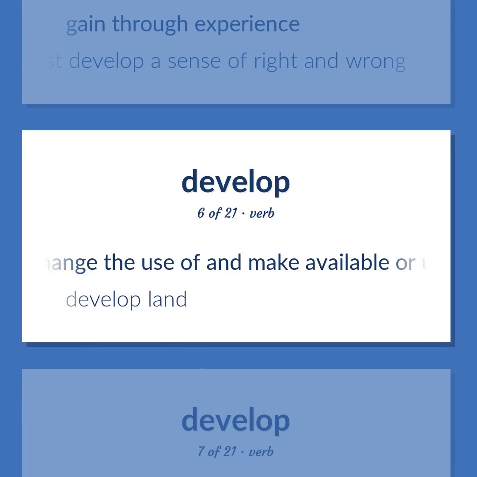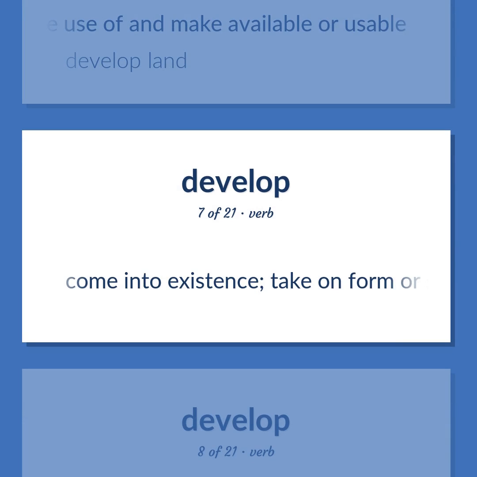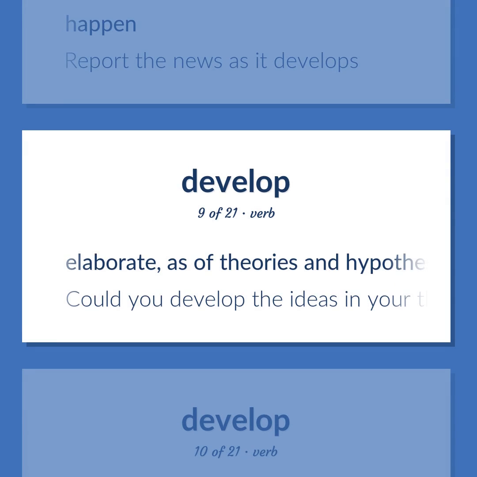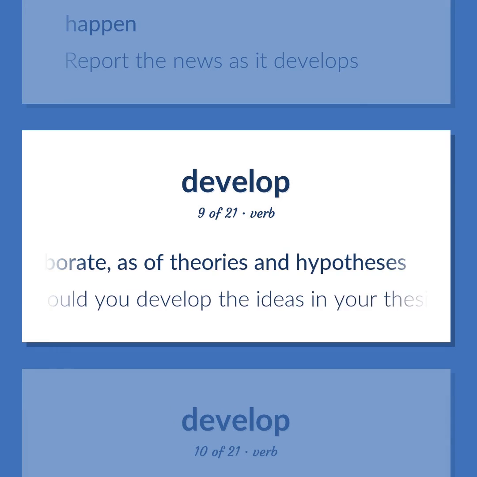Change the use of and make available or usable. Develop land. Come into existence. Take on form or shape. Happen. Report the news as it develops. Elaborate, as of theories and hypotheses. Could you develop the ideas in your thesis?